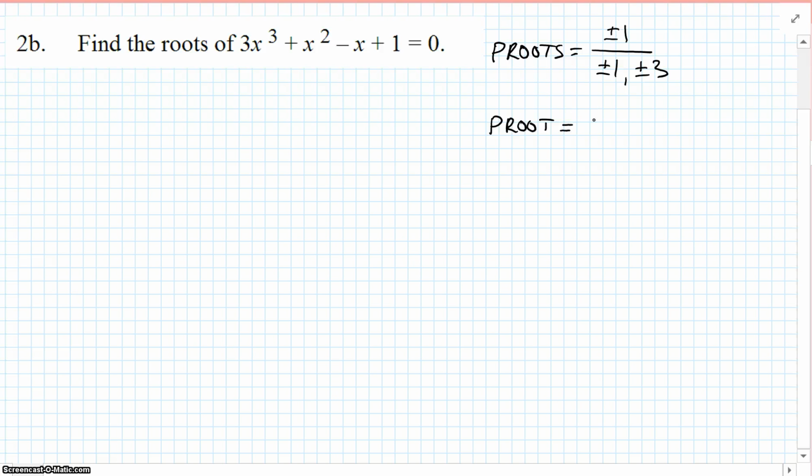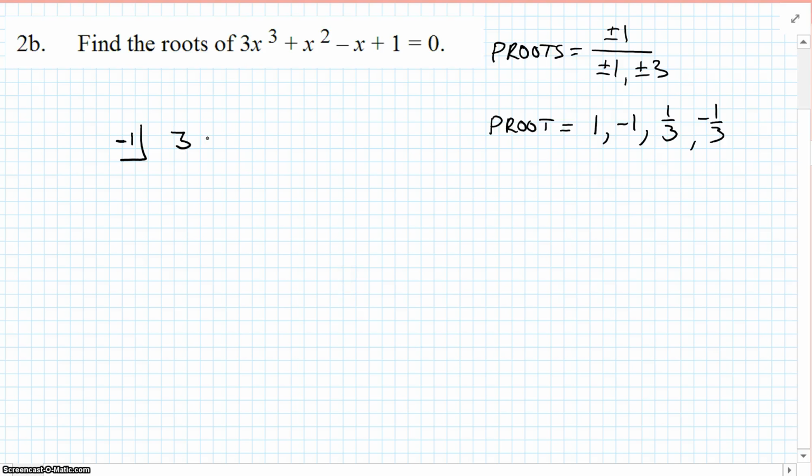Okay, 1 over 1 is 1. 1 over negative 1 is negative 1. 1 over 3 is 1/3. And 1 over negative 3 is negative 1/3. Okay, so there's 4 possible rational roots. Okay, so I have a positive, negative, and a positive. So I'm going to try negative numbers first. Let's try negative 1. So I'm going to try to use synthetic division with the root of negative 1.